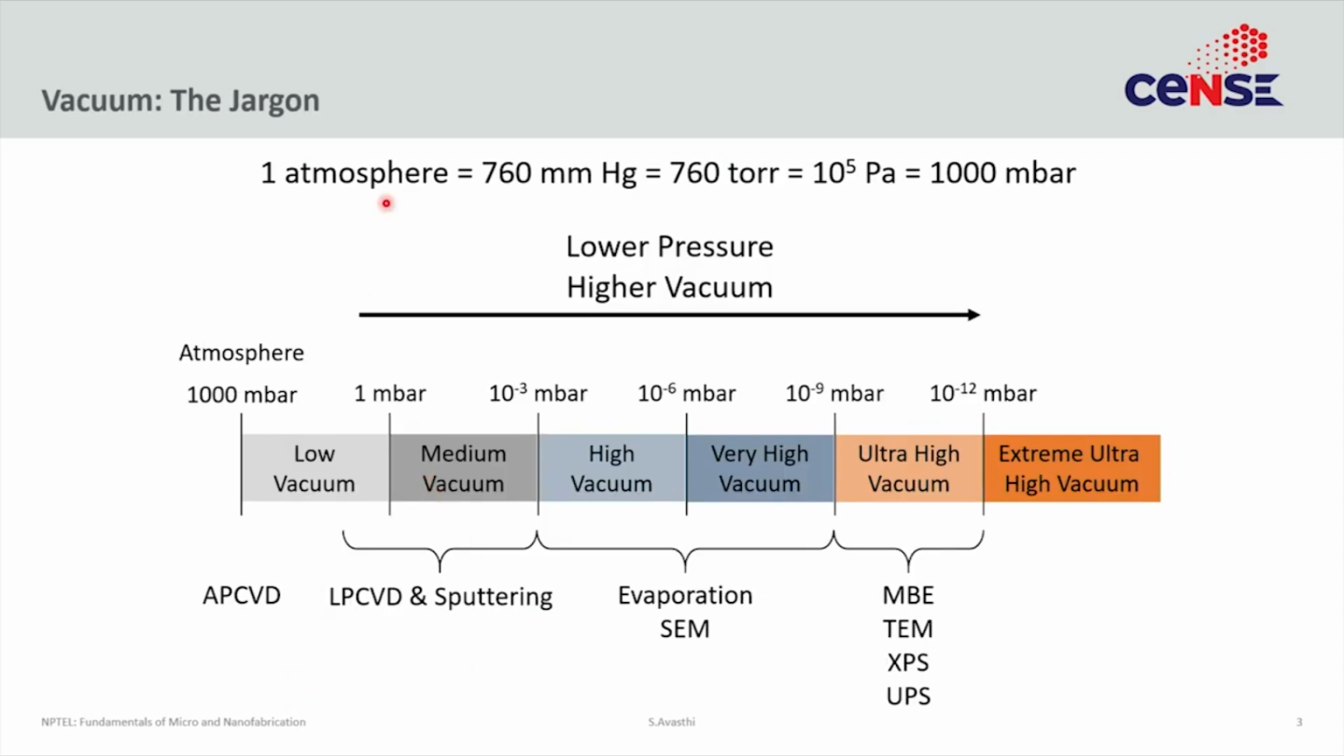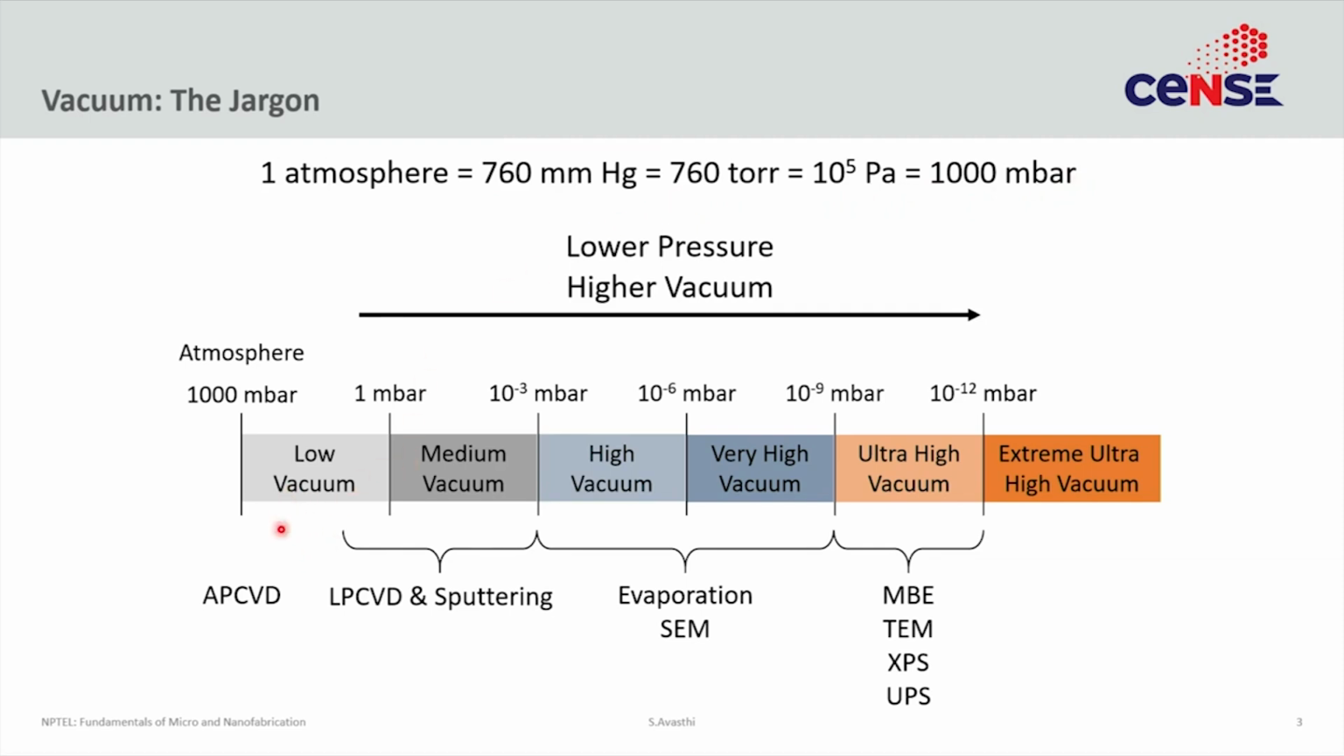So 1 atmosphere is typically 760 mm of mercury at sea level. Each mm of mercury is called a torr. So 1 atmosphere is 760 torr. This is an imperial unit of pressure. The SI unit of pressure is Pascal, and 1 atmosphere is 10⁵ Pascal, where each Pascal is roughly 1 Newton per meter square, and 1 atmosphere is also called 1 bar. So 1 atmosphere is 1000 millibars. Okay, so these are the various units of pressure that are used.